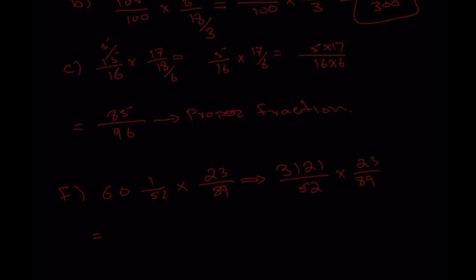3121 multiplied by 23 will give me 71,783 divided by 52 times 89, which is 4,628. So this is our new product, which is an improper fraction.